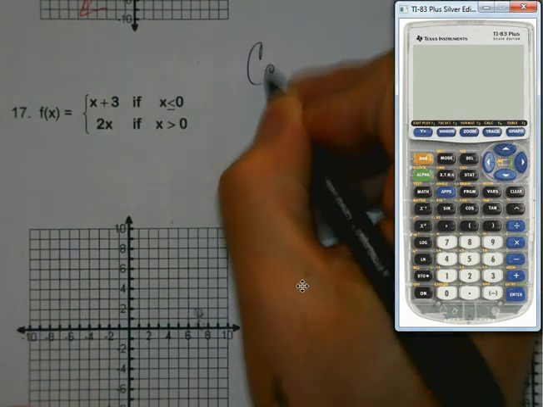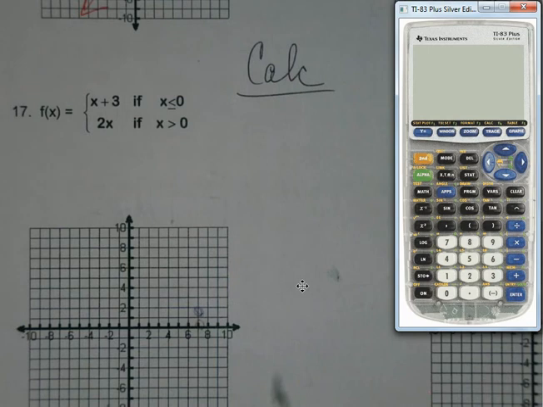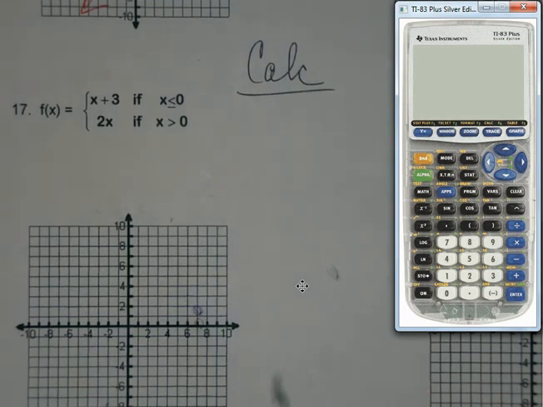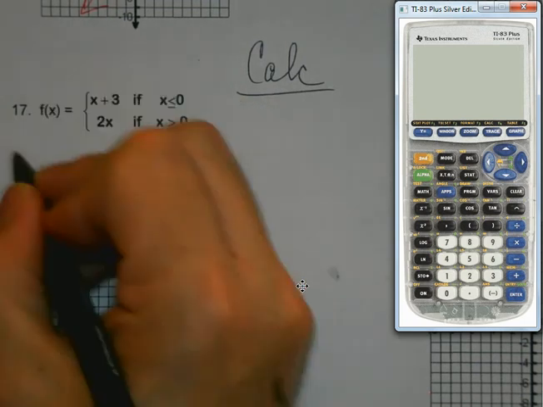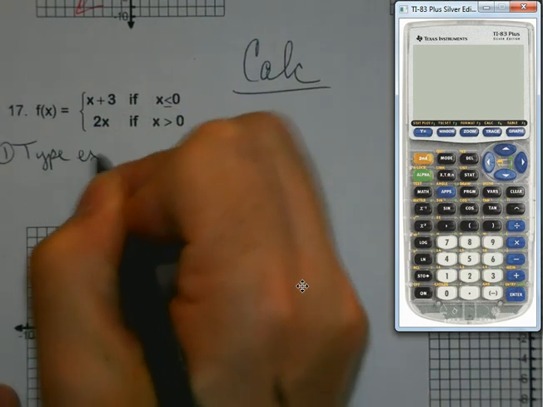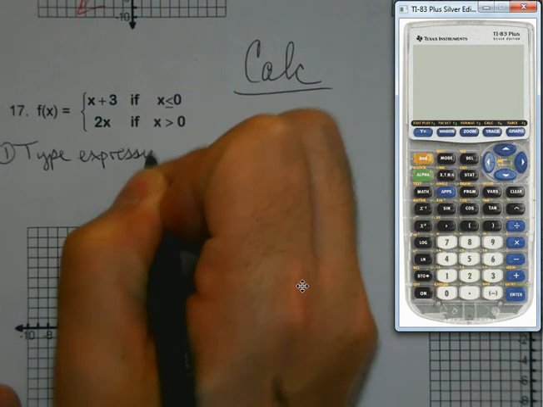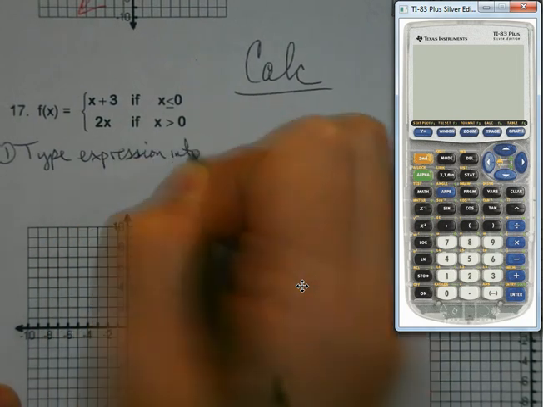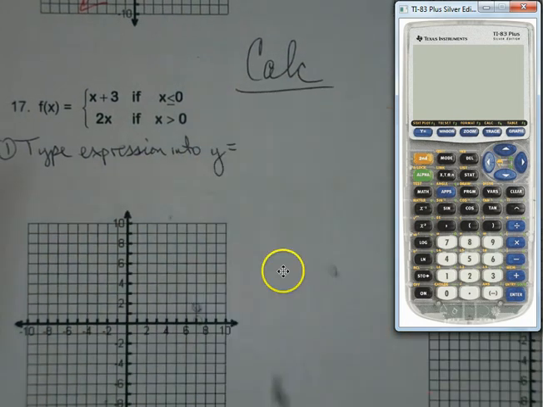So, all right. If we go to the calc, what are we going to do? Well, basically, we're going to do the same thing we did with the table, but we're going to let the calculator do all the calculating. So here's how this would work. We're going to type the expression into y equals. So once we get the calculator on, we'll go to y equals.